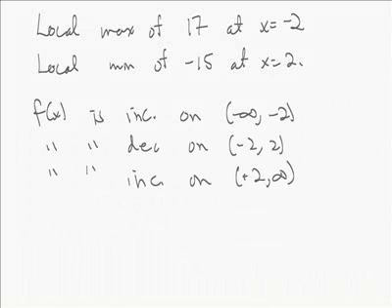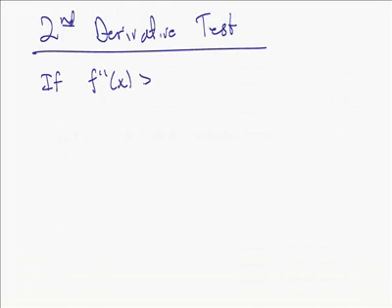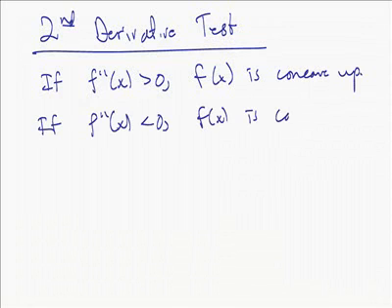Now, there's another way to classify our critical points, and that's what's called the second derivative test. So I want to look at that as well, and then we're going to start looking at some examples, I think. The second derivative test, remember that the second derivative tells you something about the original function as well. Remember that if f double prime is greater than 0, then f of x is concave up. If f double prime of x is less than 0, then f of x is concave down.